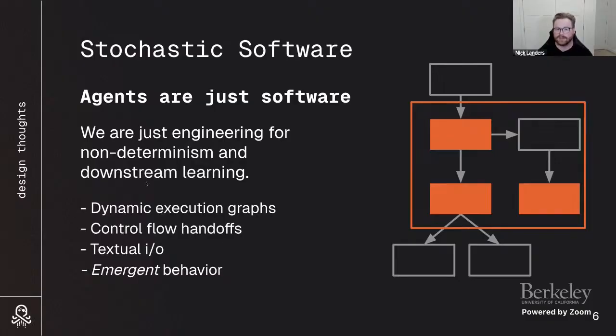In traditional software engineering, we don't necessarily have to deal with non-determinism, although it's a common byproduct. And we also don't typically think about writing software for use in downstream learning, which is something you do a lot in model building. You think about the data the model is producing as something you're going to use later to improve the system.